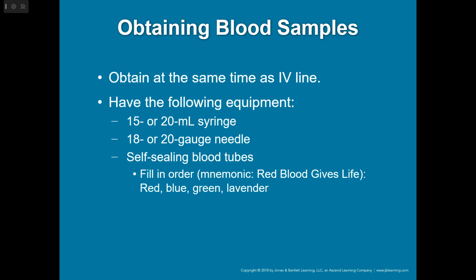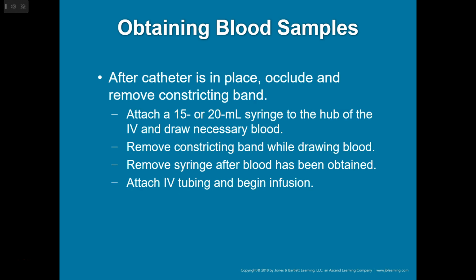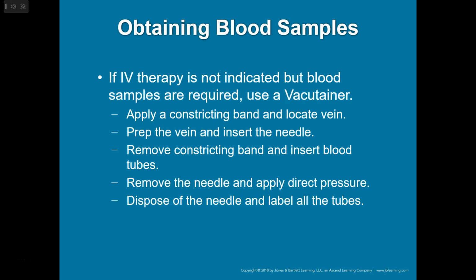You're going to have to draw out 15 or 20 milliliters of blood so you can fill all those different tubes up. And each one of those tubes has a different use, has different chemicals inside of there, so they can test different parts of it. This is talking about how to get that blood sample. So occlude and remove the constricting band after you get the IV catheter. Attach your syringe to the hub of the IV. Draw out all the blood. Then put in your saline lock and flush it and everything like normal.